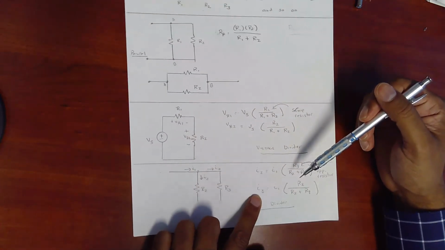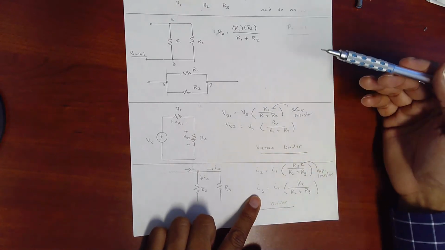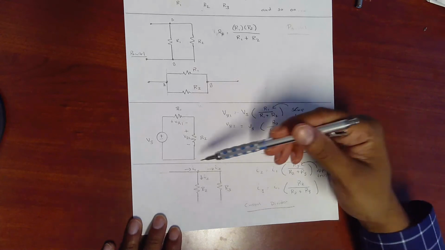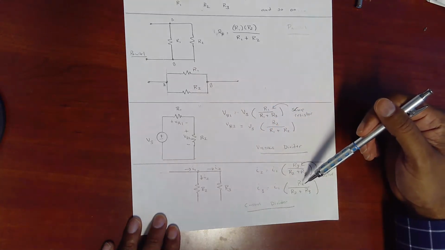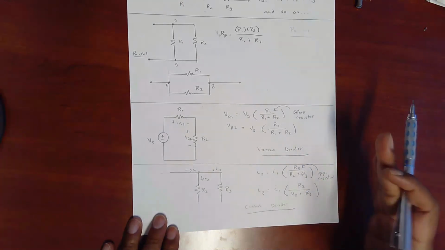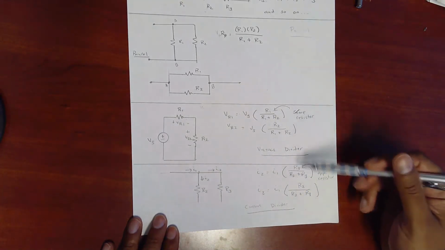Your I3 would be basically I1 times R2 over R2 plus R3. So that is just how it works, right? So understand the differences, okay?